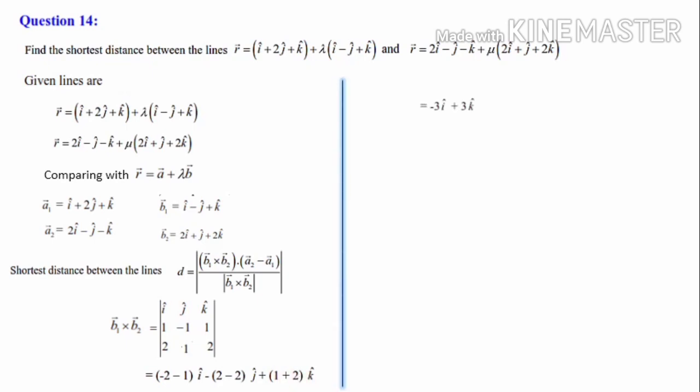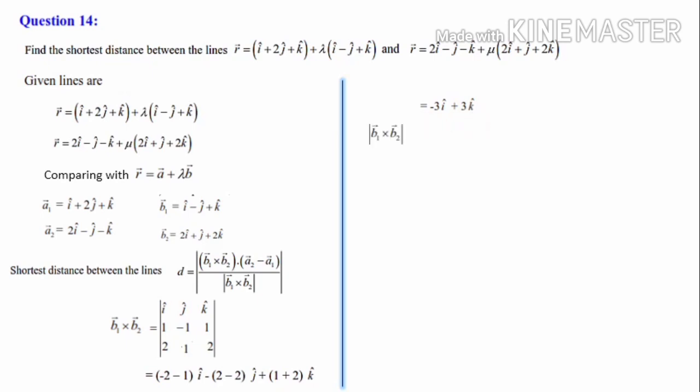Then we will do a little bit of calculation. Minus 2 minus 1 into i cap, that is minus 3 i cap. Then 2 minus 2 becomes 0, that means j cap is gone. 1 plus 2, that is 3 into k cap. So b1 cross b2 we have got.